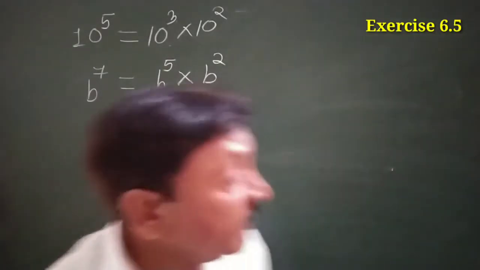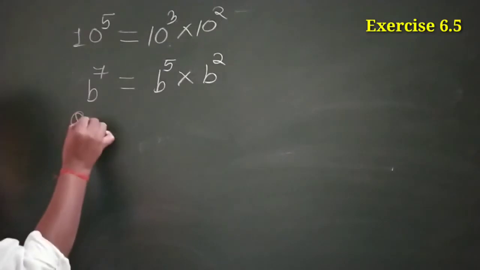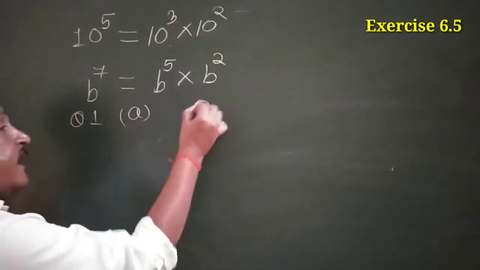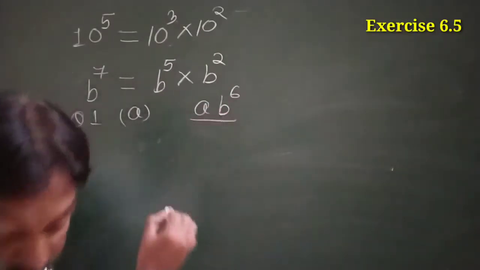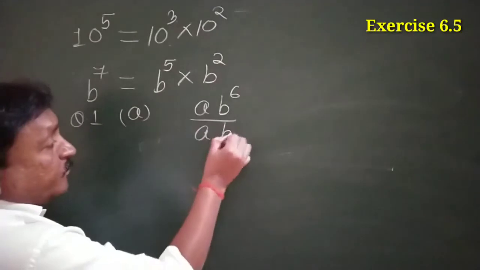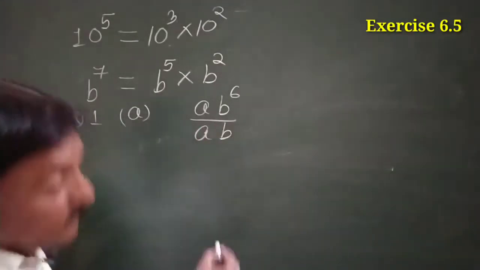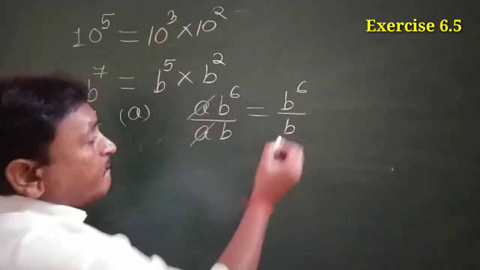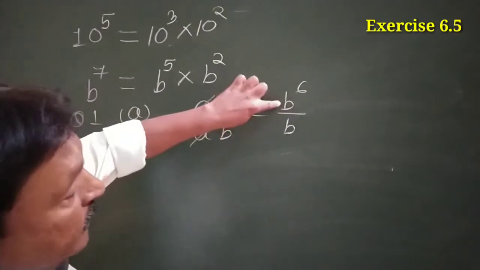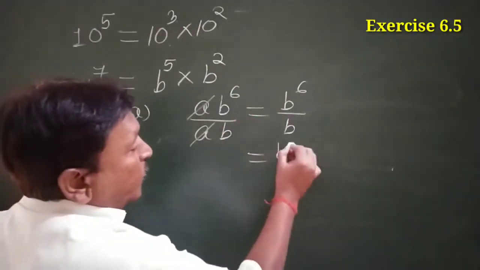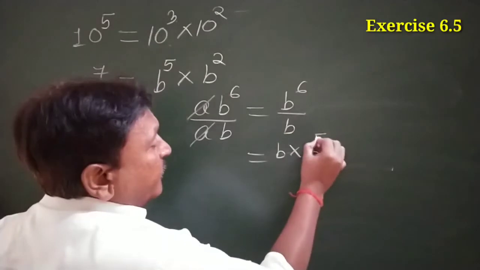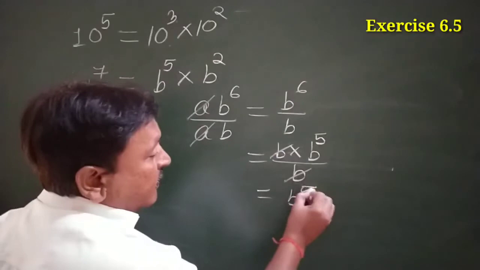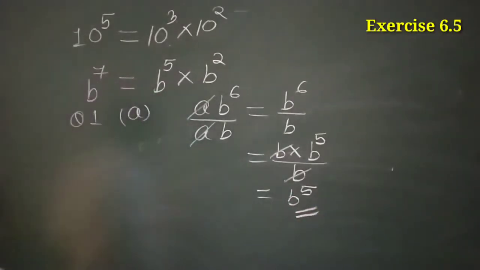If you see part A, in question number 1, part A of exercise 6.5, it is AB raised to the power 6 upon AB. We have to simplify it. A is cancelled by A. So what is left? This. If I take out 1B from the numerator, then how many B's are left? B raised to the power 5 upon B. So this will be cancelled and this is our answer. Okay? Note it.